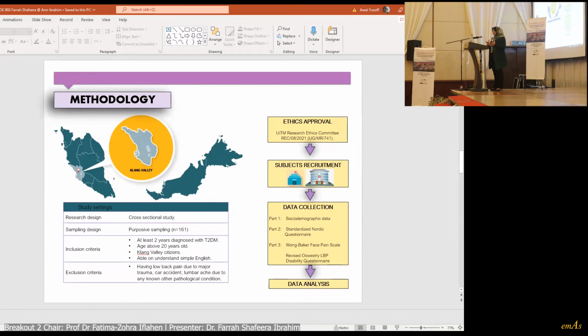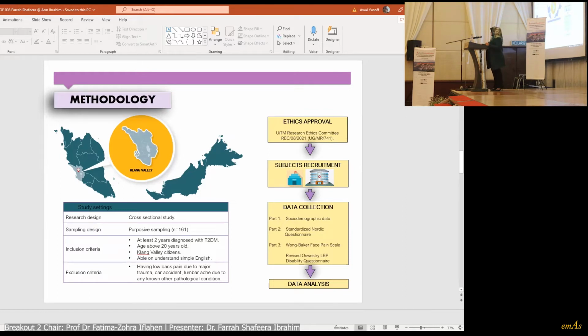Once they agreed to join, we collected the socio-demographic data. The first instrument to check the prevalence is the Standardized Nordic Questionnaire, and the second instrument checks the pain intensity, which is the Wong-Baker Faces Pain Scale. The final one is a disability questionnaire to check the severity, which is the Revised Oswestry Low Back Disability Questionnaire.